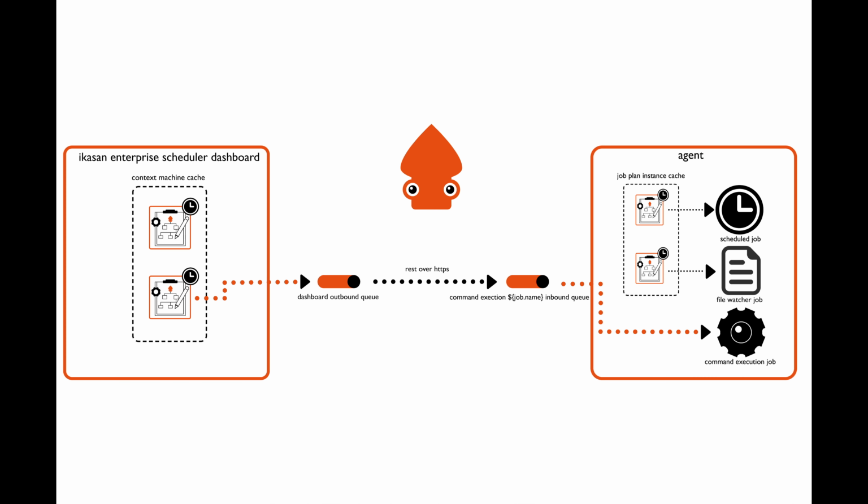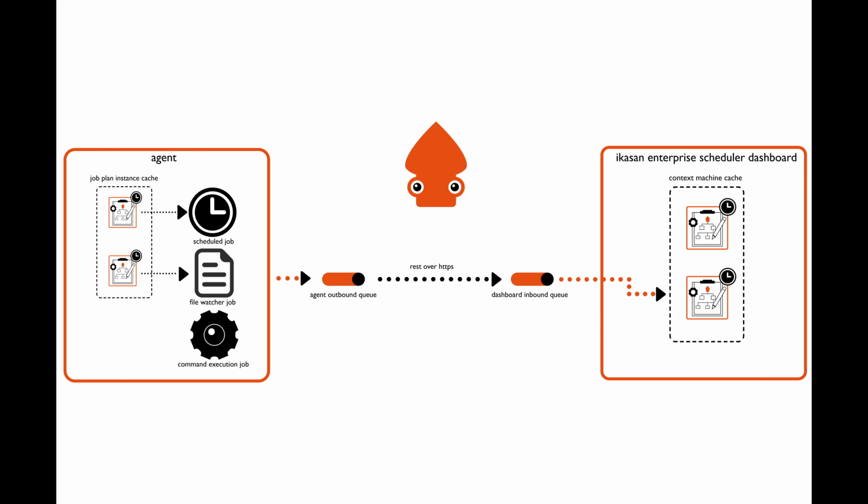There are various algorithms implemented to guarantee the delivery of events from the dashboard to the agent. Now, the agent also needs to communicate the state of jobs back to the dashboard, and it fulfills that role in a very similar way, with reliability gained by having outbound and inbound queues on both the agent and the dashboard side.